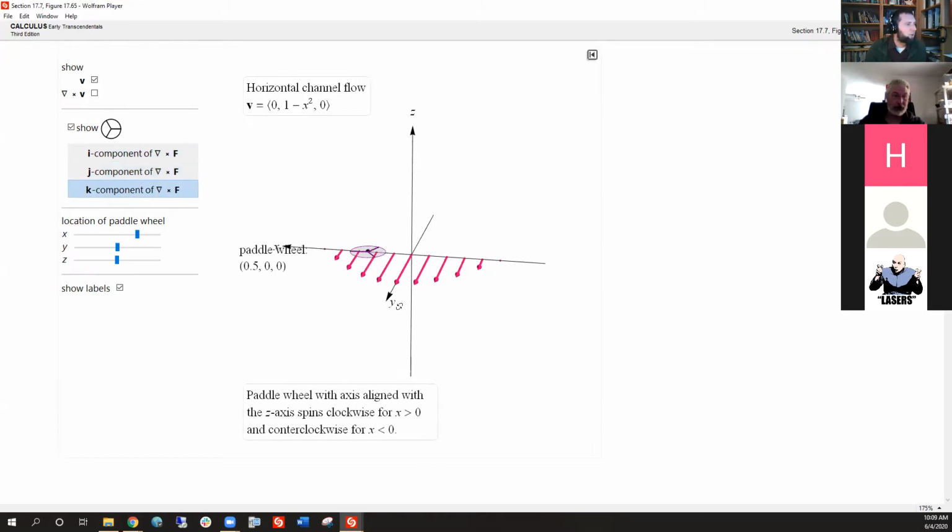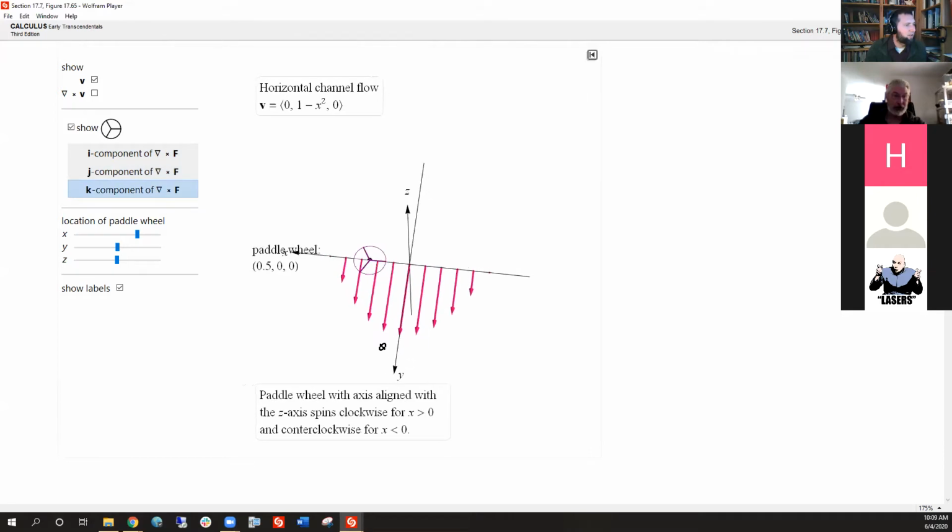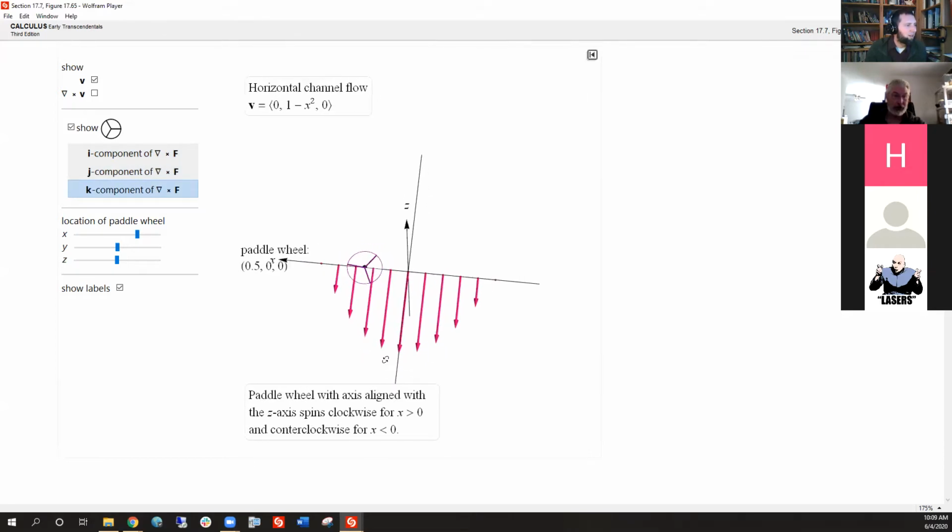But if we put the paddle wheel in facing up, then notice that the paddle wheel is indeed spinning. Why is it spinning clockwise? There's more net on the right. Yeah, exactly. There are long vectors on the right, short vectors on the left. So there's more force hitting the wheel on the right side, causing it to spin around this direction.